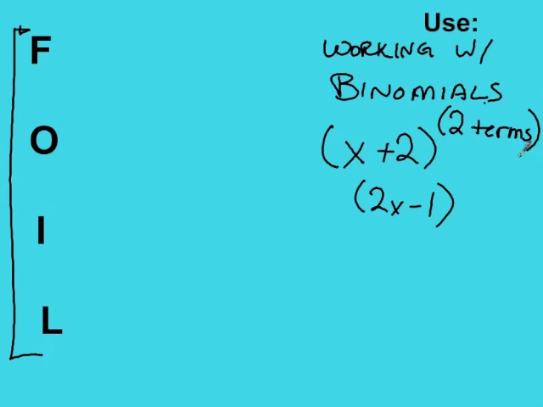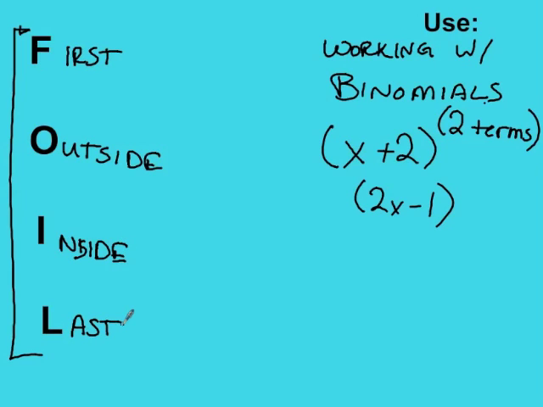And what FOIL stands for is we're going to multiply the first part, then we're going to multiply the outside, the inside, and the last terms. So we're going to worry about the first terms, the outside terms, the inside terms, and the last term. This is what we call FOIL. If we're multiplying horizontally, we're most likely going to be using FOIL.